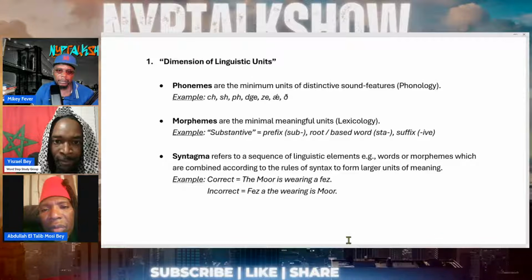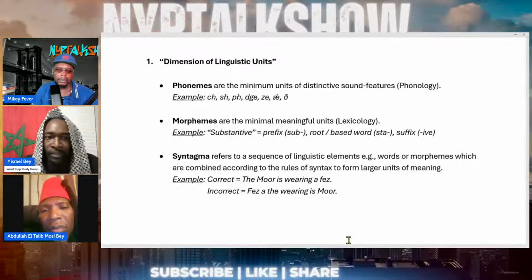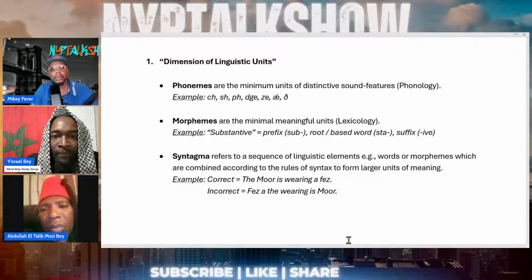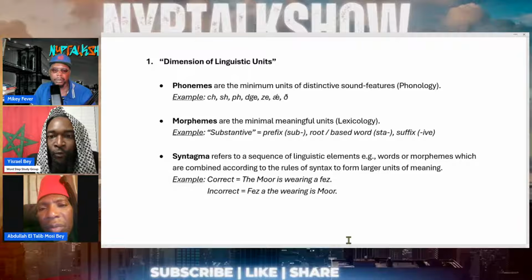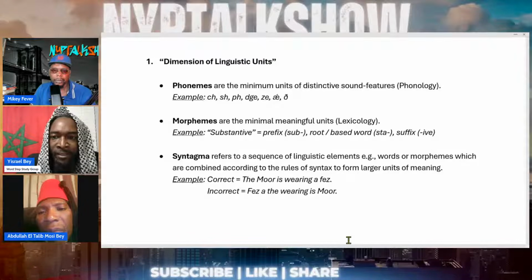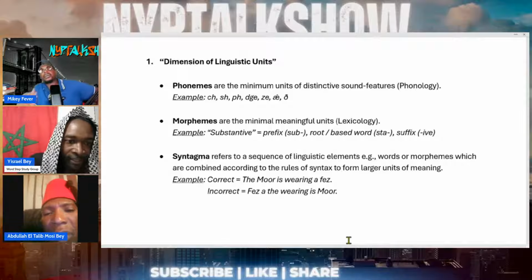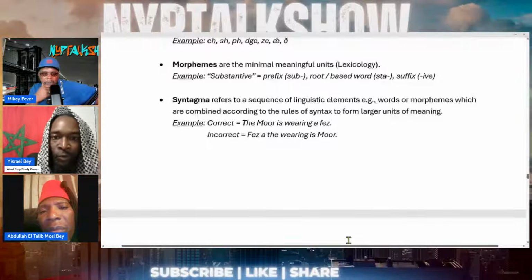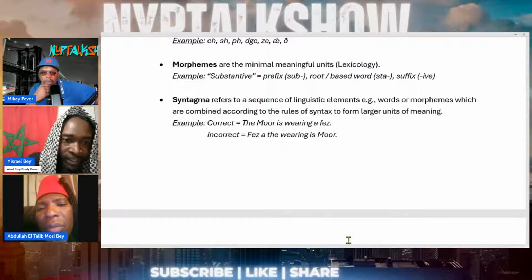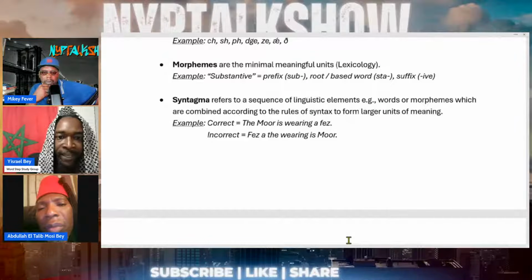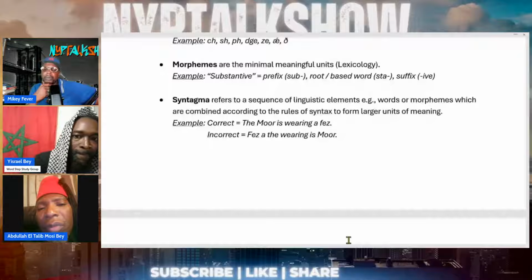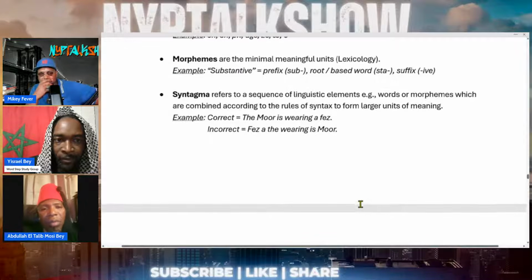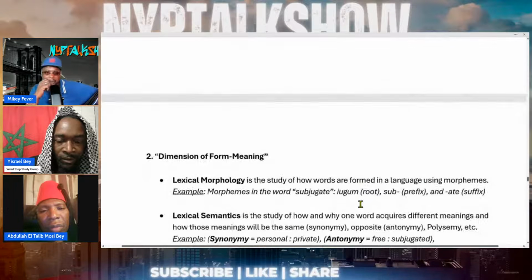Morphemes are the minimal, meaningful units. Lexicology. Example, substantive equals prefix sub-, root/base word stay-, and the suffix -ive. Syntagma refers to a sequence of linguistic elements, e.g. words or morphemes, which are combined according to the rules of syntax to form larger units of meaning. Example, correct: the Moor is wearing a fez. Incorrect: fez a the wearing is Moor. So we're dealing with the order of the words, the arranging of the words.